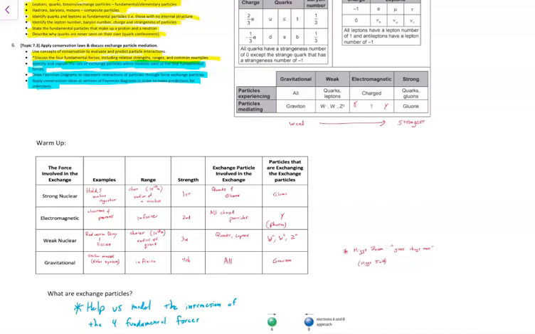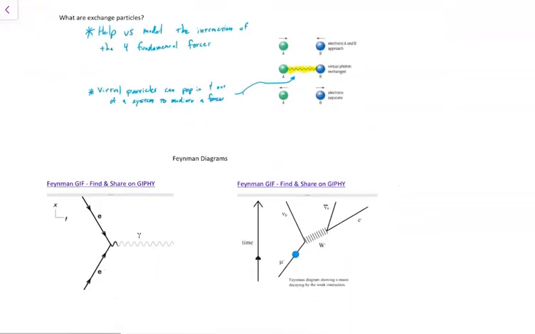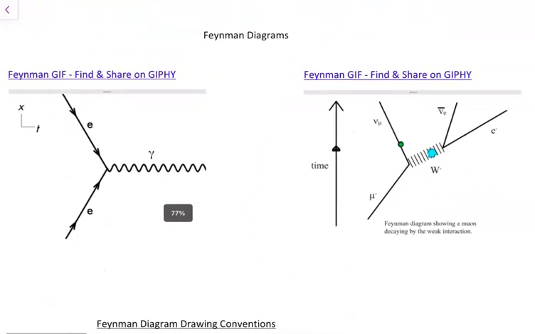So we have identified in the standard model that we have the quarks, we have leptons, we have these exchange particles, these bosons. How can we fit them into a nice diagram to show these interactions occurring? And the answer is in these Feynman diagrams.